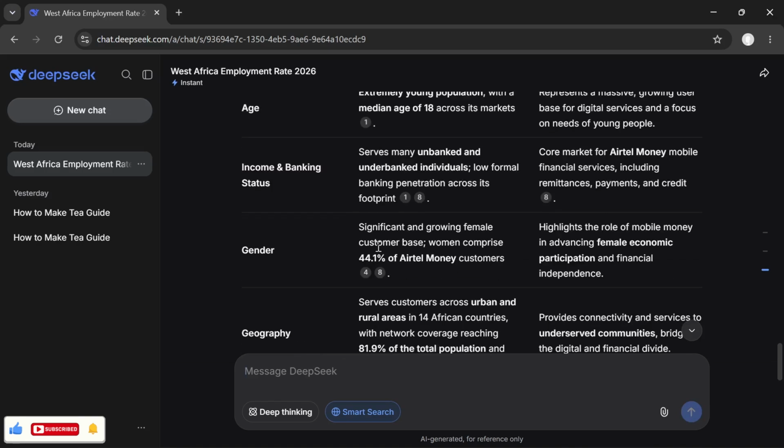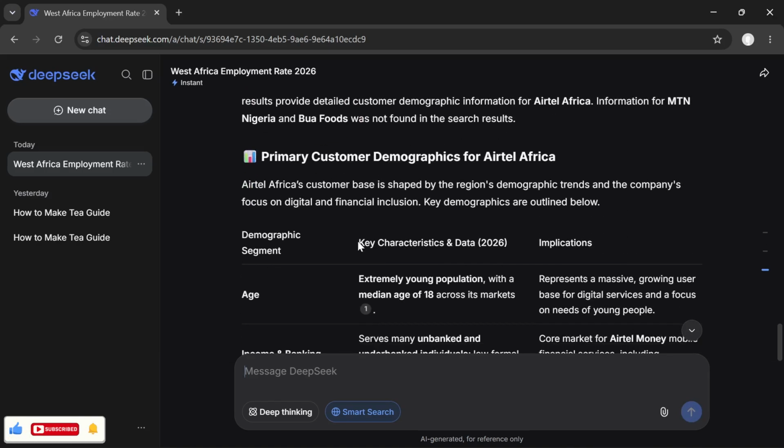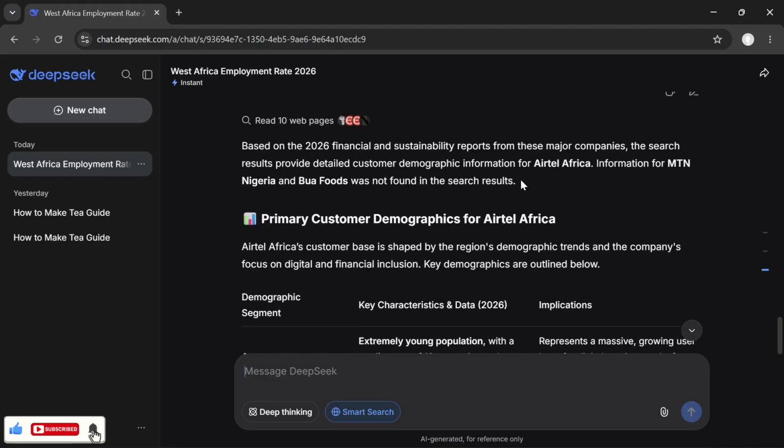Interesting. So you see again another deeper insight into what we are looking at. Remember, we are looking at employment rate, top employers, and their customer demographics. But instead of putting it all together, we broke it down into 3 layers, which is one technique I've shown you in using DeepSeek.